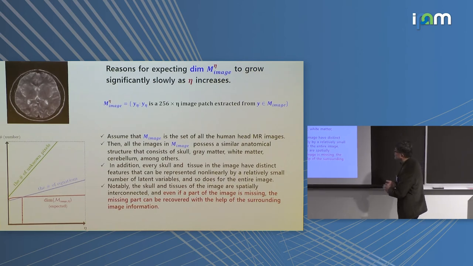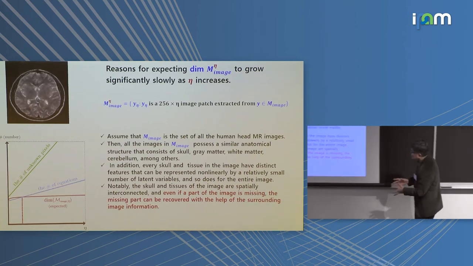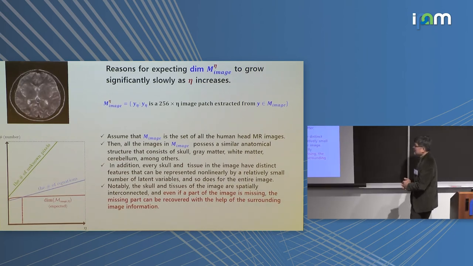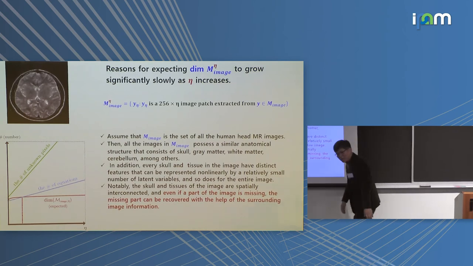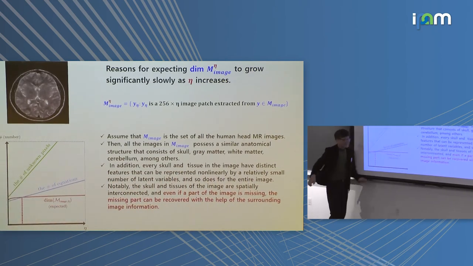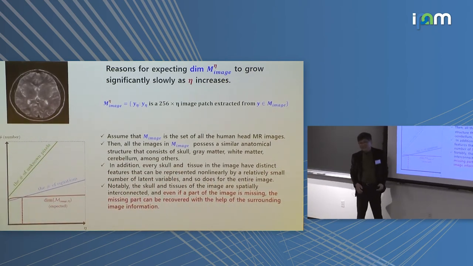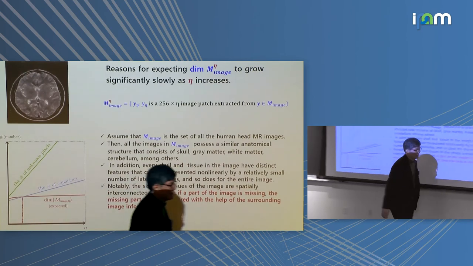Notably, the skull and tissue of the images are spatially interconnected. Even if part of the image is missing, the missing part can be recovered with the help of the surrounding image information. That's why the dimension does not increase like this. So the full image is better to learn. That's my point, my personal opinion.